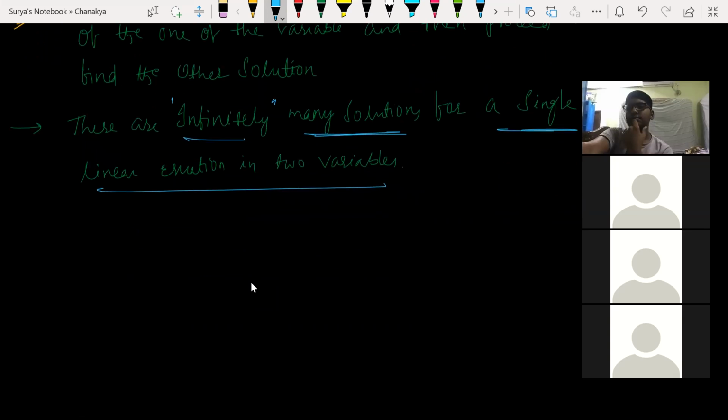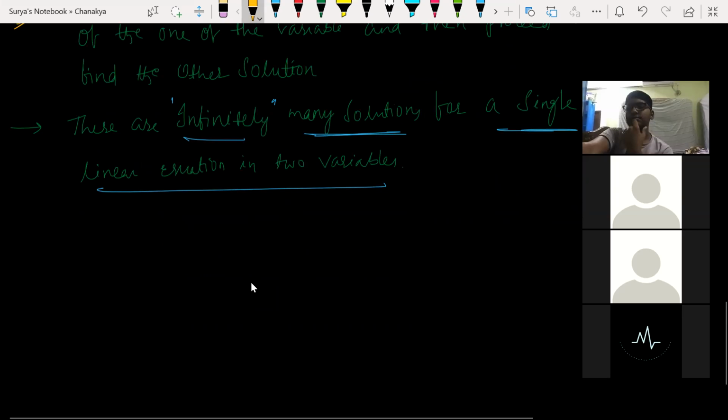Understood? Chalo. Understood, guys? Now let us solve the example here. What is the time now? 6:12. So let us proceed with this example.